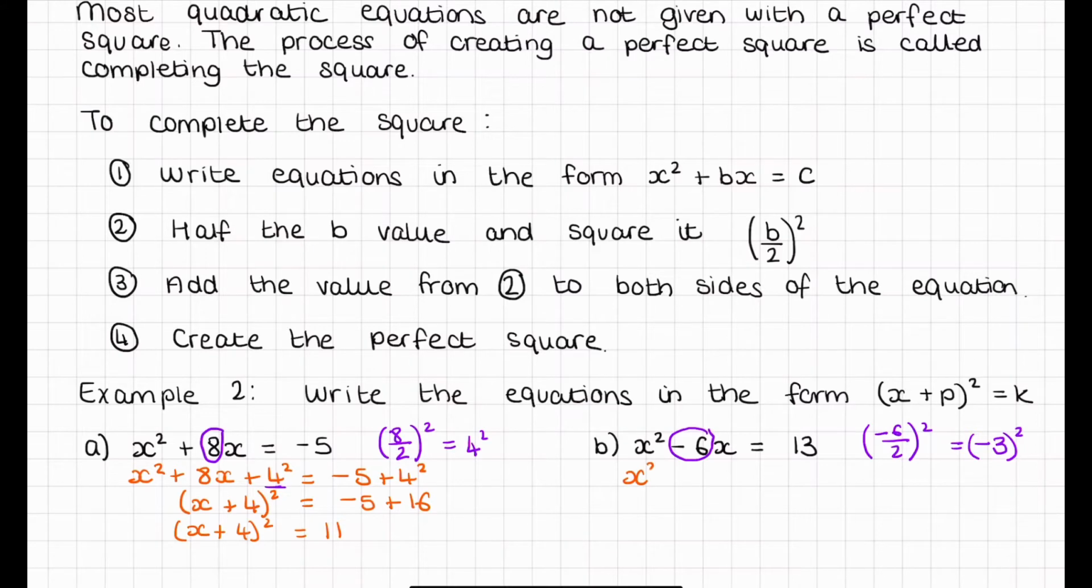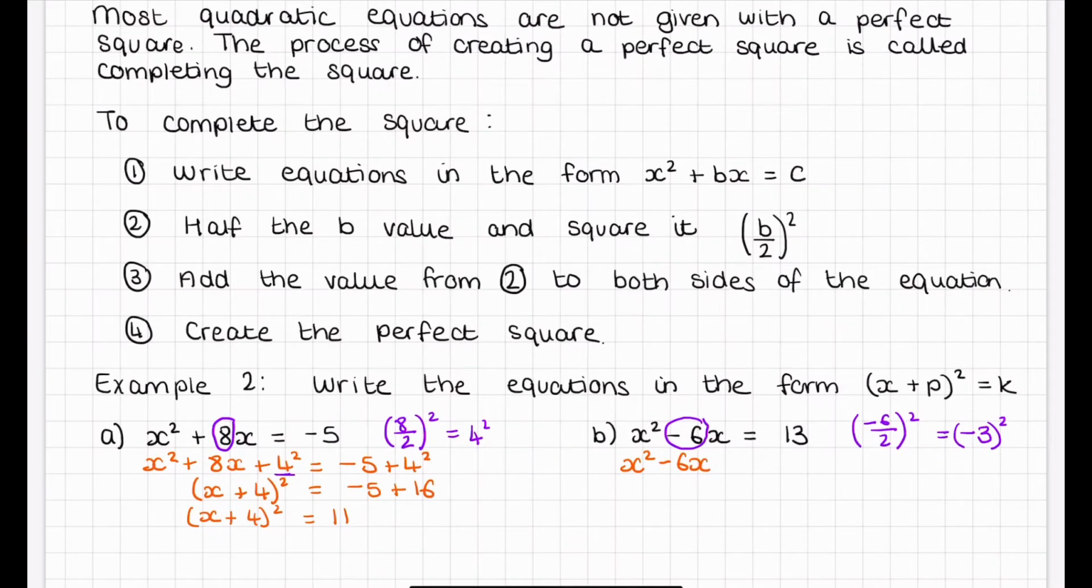So we're going to have x squared minus 6x. Now we're going to add the minus 3 squared to both sides. Now from here, what we do is we're going to create our perfect square. So once again, we're going to have x. Now whatever's in that bracket here is what goes into our perfect square. So it's going to be x minus 3 all squared equals 13 plus minus 3 squared, which will be plus 9. And so x minus 3 all squared equals 13 plus 9, which is 22.